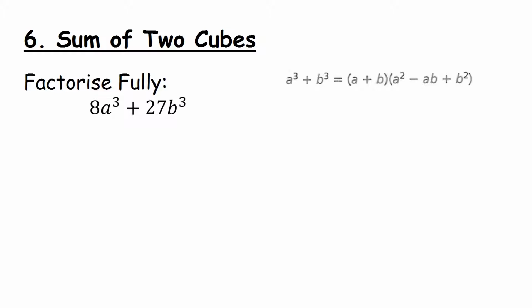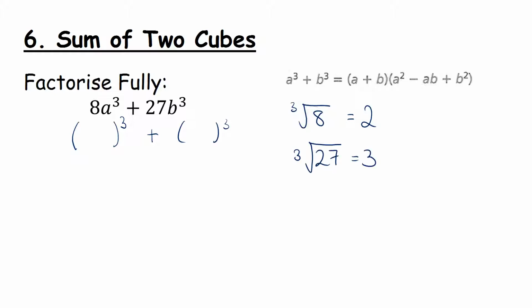Okay, so using a very similar method to what we had in the last question, we're going to write both of these terms as something to the power of 3. So we can use our calculator if we're not sure. The cube root of 8 is 2, and the cube root of 27 is 3. So you will get used to these.